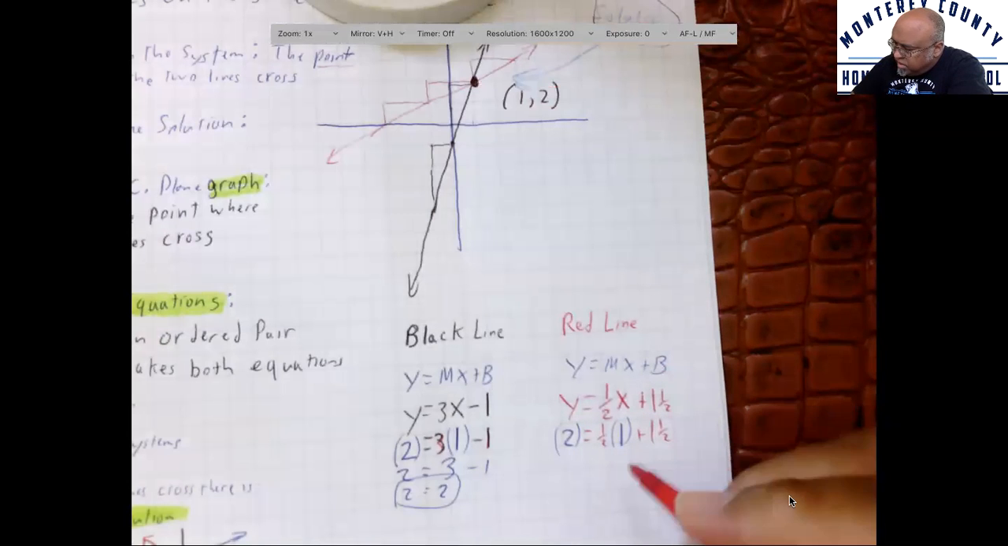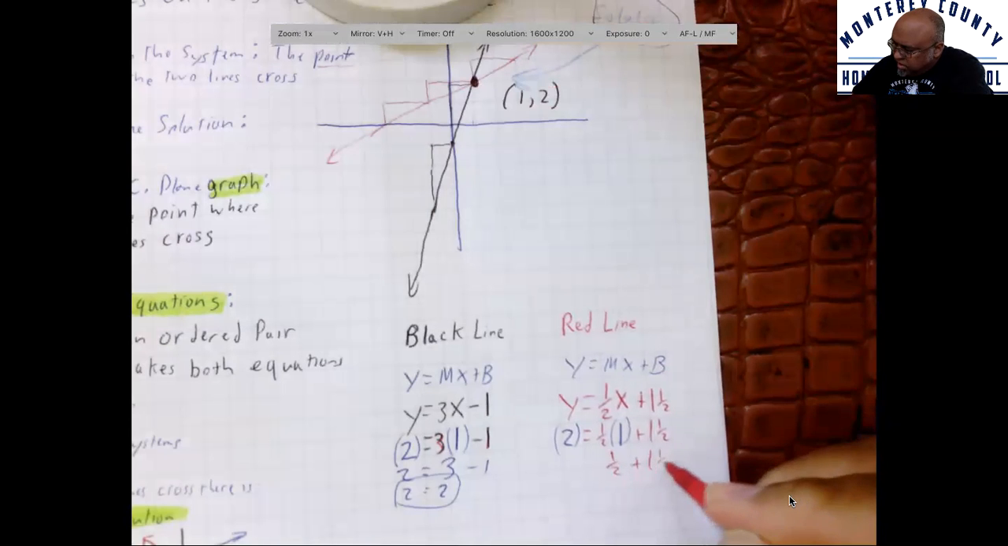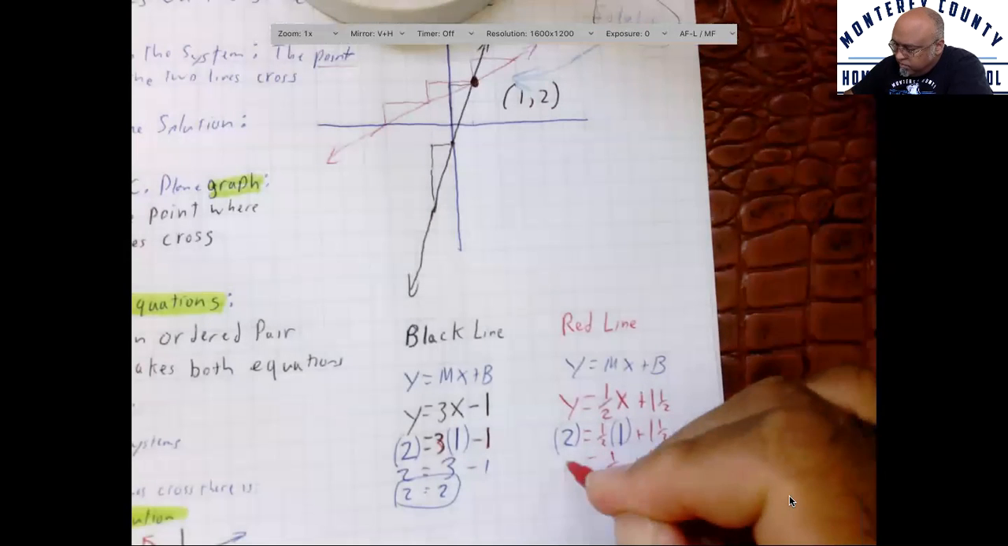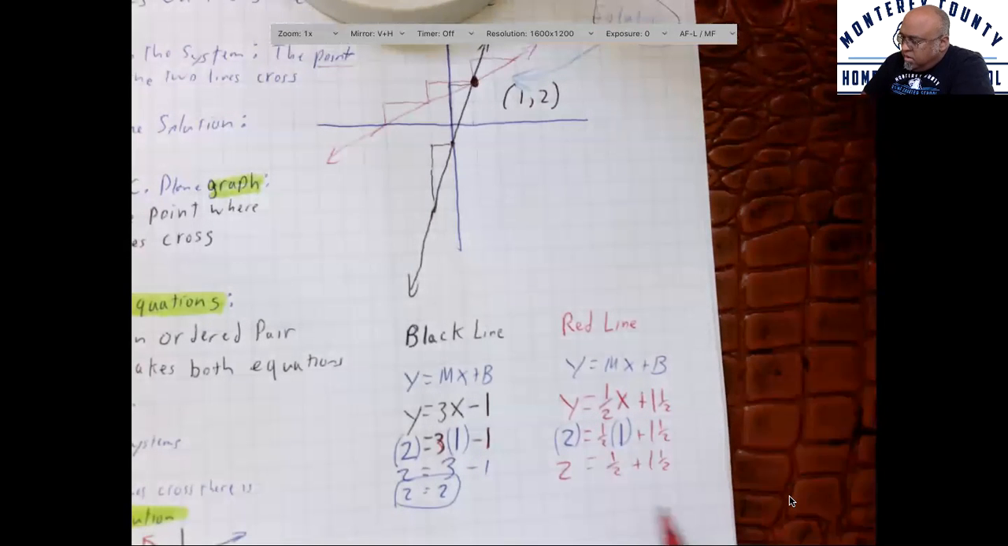1/2 times 1 is 1/2. Now I want to remind you that 1 times anything is just a restatement of that thing. All right, so let's look. 2 is equal to 1/2 plus 1 and 1/2. Yes, 1 and 1/2 plus 1/2 is 2.